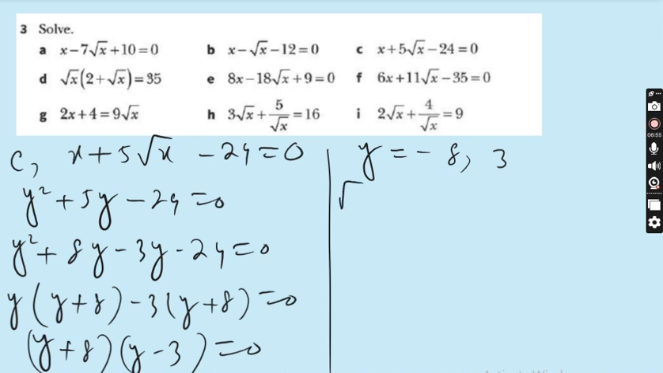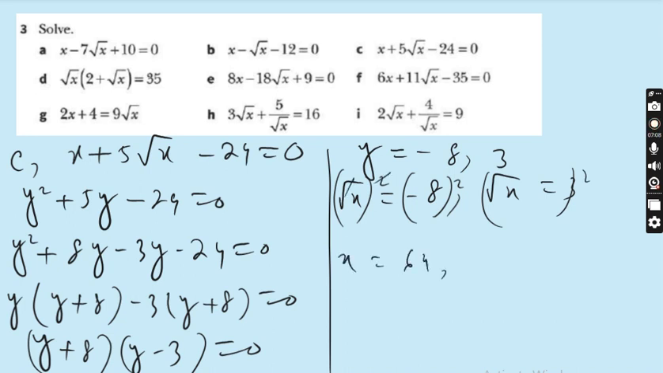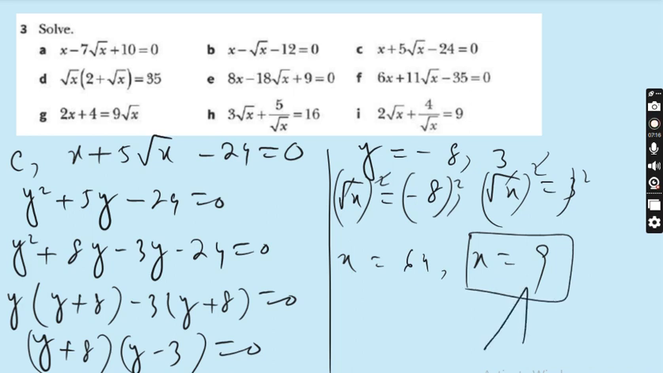Taking y as root x, and taking square on both sides, x is equal to 64, and root x is 3, whose square is 9. But we have to take only 9 as the answer, because if you put 64 in the given equation, the equation is not satisfied. So 64 is not admissible. The only answer is 9. Move to part D.